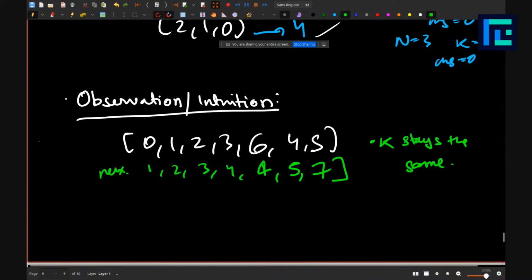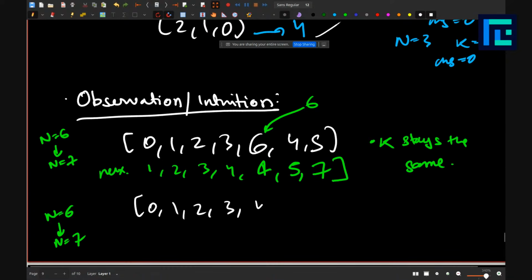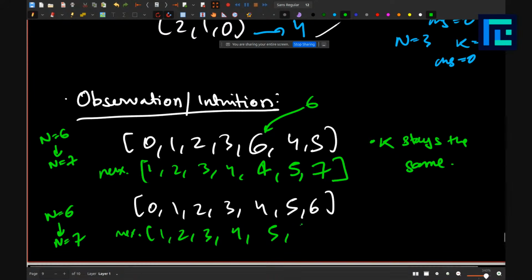So basically what we're doing is adding a 6 to make it go from n equals 6 to n equals 7, and we're adding the 6 in the middle over here. In the previous case, we added the 6 to the end. Let's list down the possible MEXs for this also so we can have a comparison. The comparison here will be 1, 2, 3, 4, 5, 6, 7. Now here k plus equal to 1. As you can see, the possible MEX count has increased by 1 because this 7 is a new possible MEX.